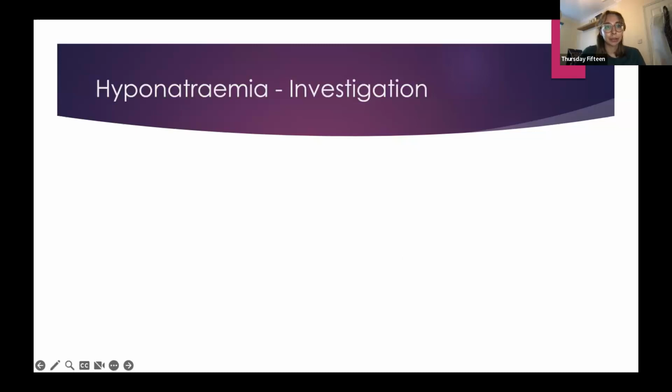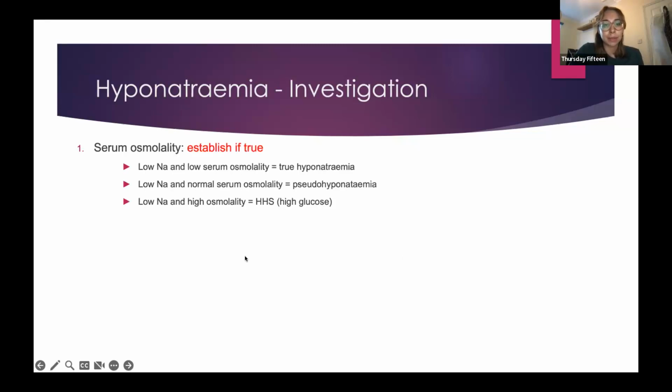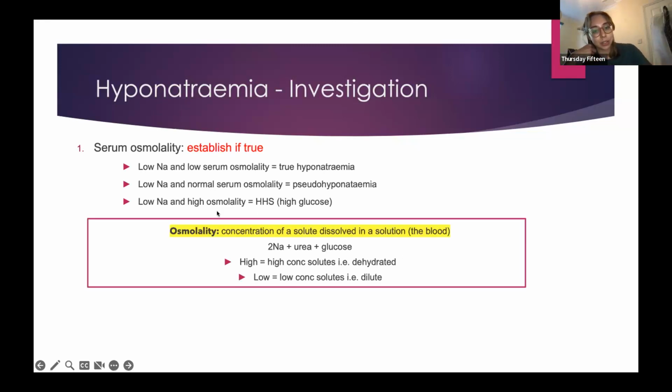So investigating hyponatremia. The key thing in the investigation of low sodium is whether or not this is a true low sodium. So osmolality will tell us this, your serum osmolality. Osmolality basically just means how salty or dilute something is. So osmolality is the concentration of a solute dissolved in a solution, in this case, the blood. So if your osmolality is high, you've got a high concentration of solutes. If your osmolality is low, you've got a low concentration of solutes. And that is the formula for kind of calculating osmolality of blood.